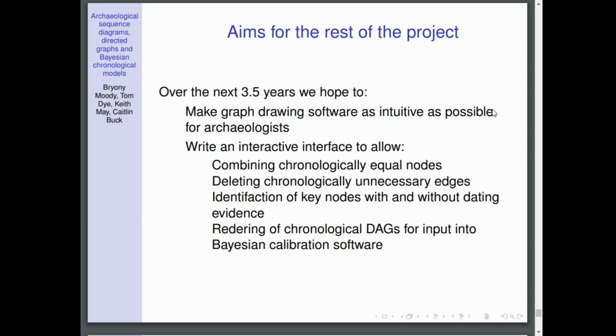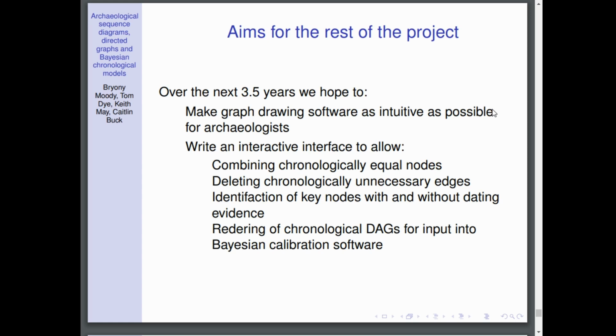So what are the aims for the rest of the project? As I said, I've just started my PhD. We're quite early in. We want to make the graph drawing software as intuitive as possible. We appreciate that, for example, the placement of the nodes with the phasing isn't particularly intuitive. So we want to look into considering how we'll manage that. We want to write an interactive interface to allow archaeologists to combine chronologically equal nodes and delete chronologically unnecessary edges.